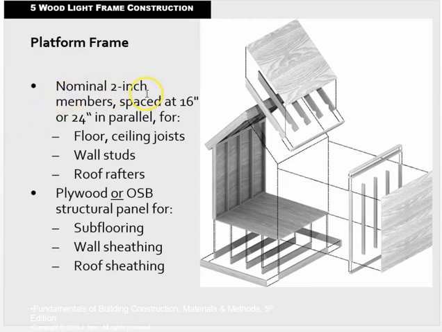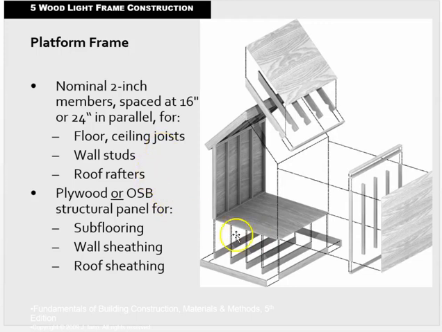So nominal 2-by-inch members. So this is dimensional lumber. Our 2-bys, 2x2, 2x4, 2x6, 2x8, spaced at 16 or 24 inches on center, running parallel to one another. So here are joists running parallel to one another, and they would be spaced 16 or 24 inches on center. And that 16 and 24 works with the 4-foot by 8-foot sheathing that gets put down on the walls and the subfloor. So everything is in an increment of 16 inches or 2 feet.